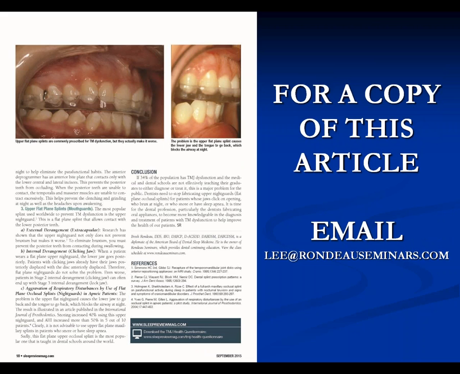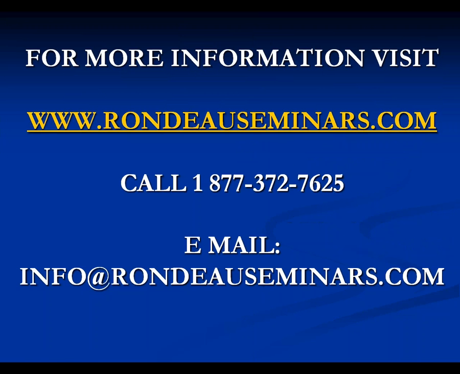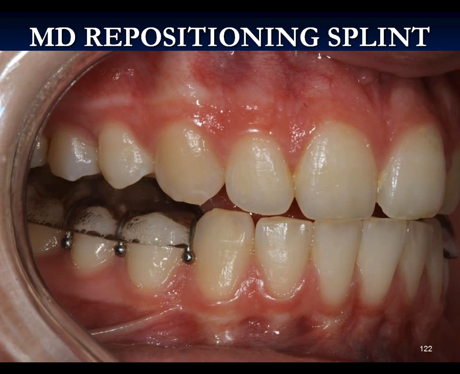Okay, so that was published a year ago, and we talked about the internet course, and there's the night appliance again, there's the day appliance. Now, let me make something clear. If the patient comes in and they have an internal derangement, if their jaw is clicking, they need a day and a night appliance. Okay? That's very important. Because if you just make them the day appliance and put that in at night, they'll clench on that. So you understand?